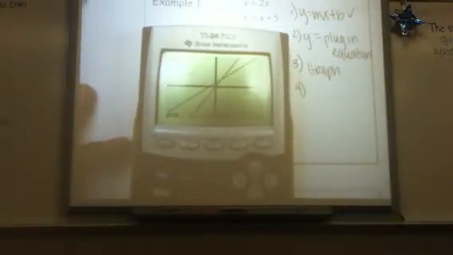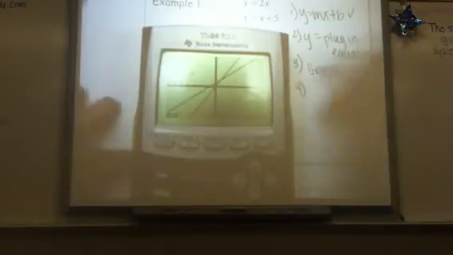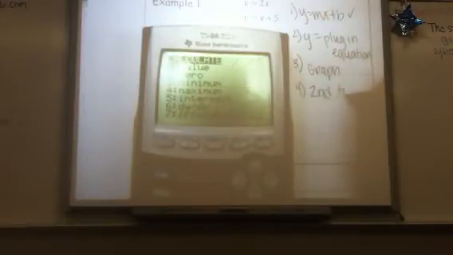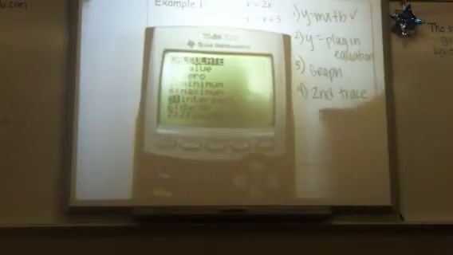So we might be able to see it, but what really helps us is it even gives us the intersection. So if I go to second, trace, and go down to intersect, go to number 5, intersect.